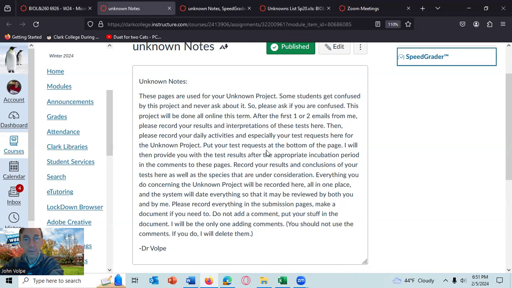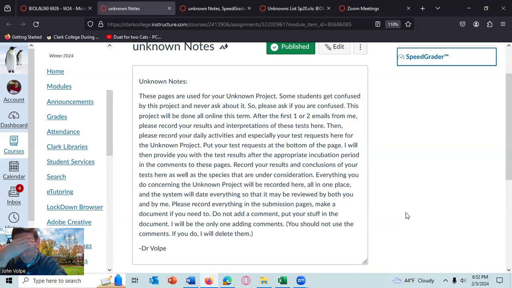So put your test requests at the bottom of the page. If you have it at the very top of the page, I will find it. If you have it at the bottom of the page, I will find it. If you put it in the middle of the page, I will not find it. Okay? I will look at these pages, the top and the bottom, about every day, certainly every other day.